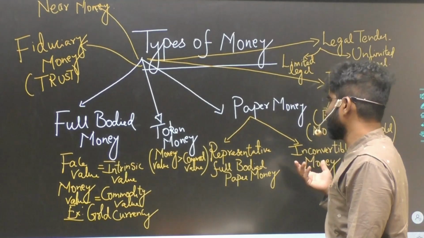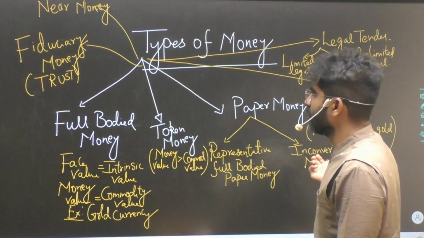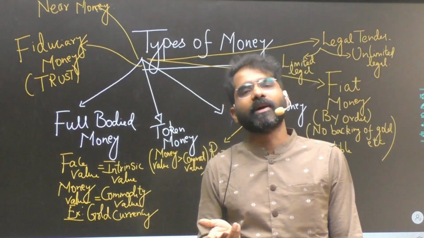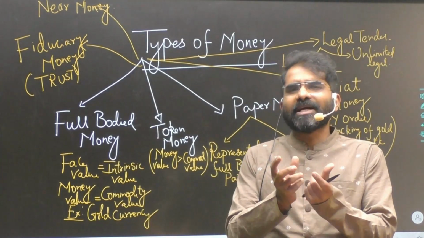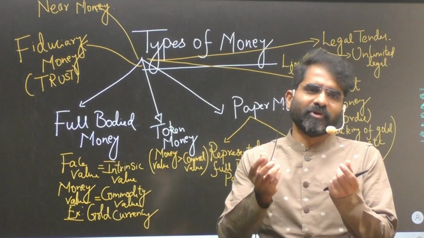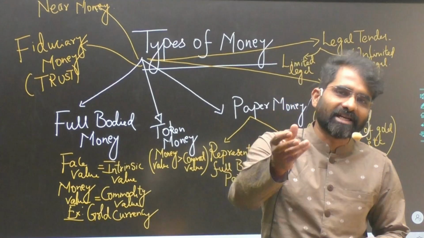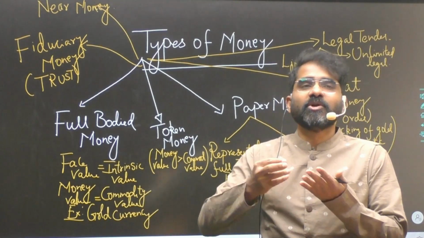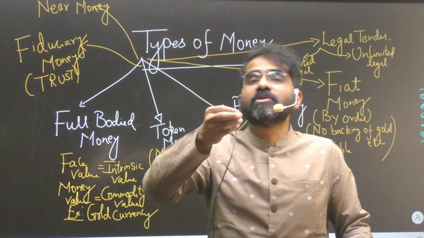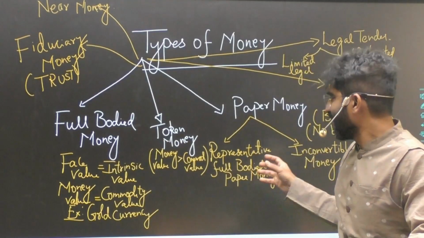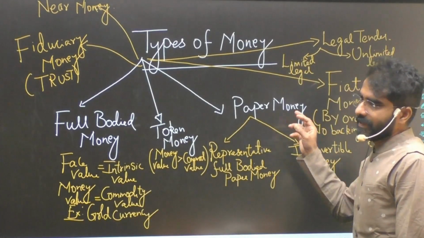In the paper money itself, we're talking about inconvertible money. So when I say inconvertible money, this inconvertible money is not backed by any gold. So if you take this money and go to the central bank, there is no liability on the central bank that it has to pay you an equivalent amount of gold. So that is what is called inconvertible money in the paper money.